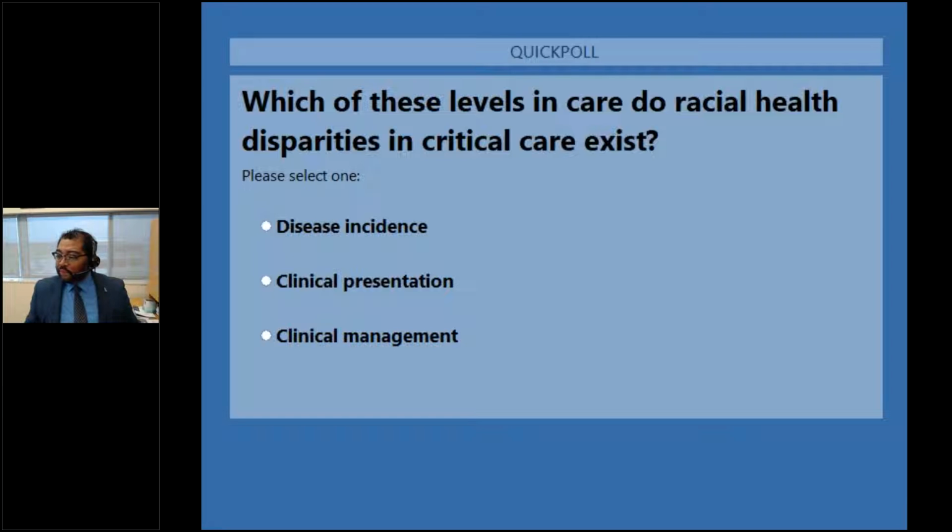I see some of the poll results coming in. I'll wait for a few moments before I spoil the results. Give folks maybe another 10 seconds or so, and then we'll move forward.